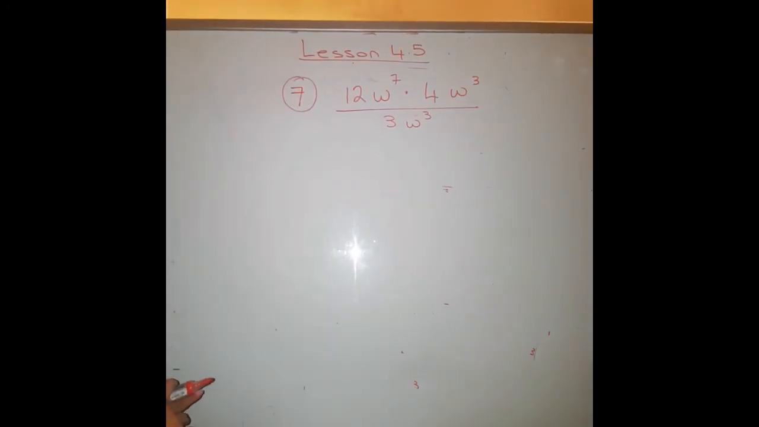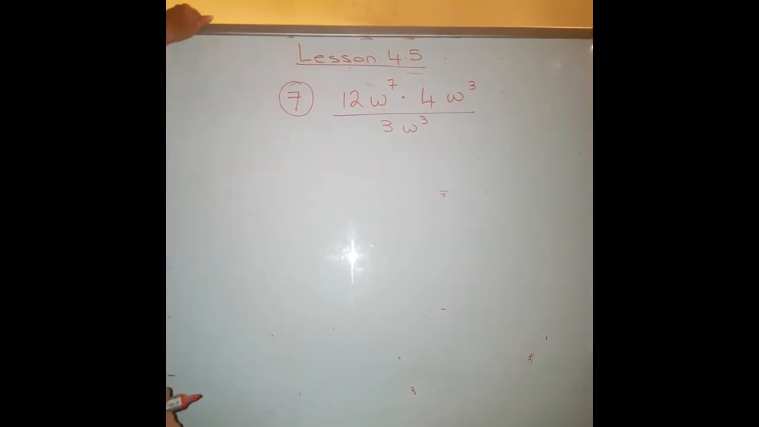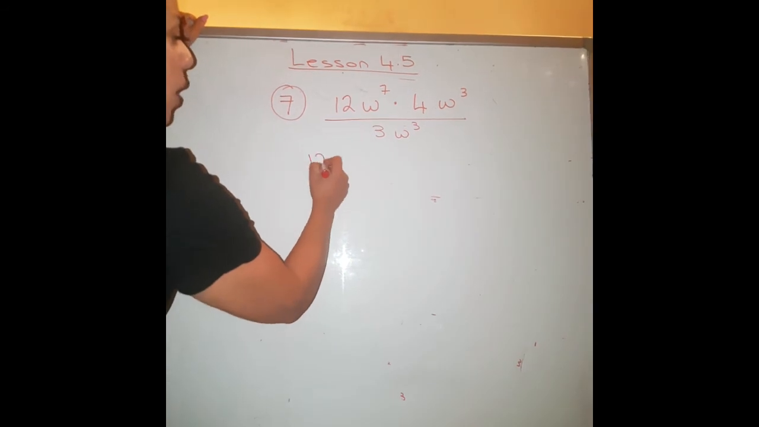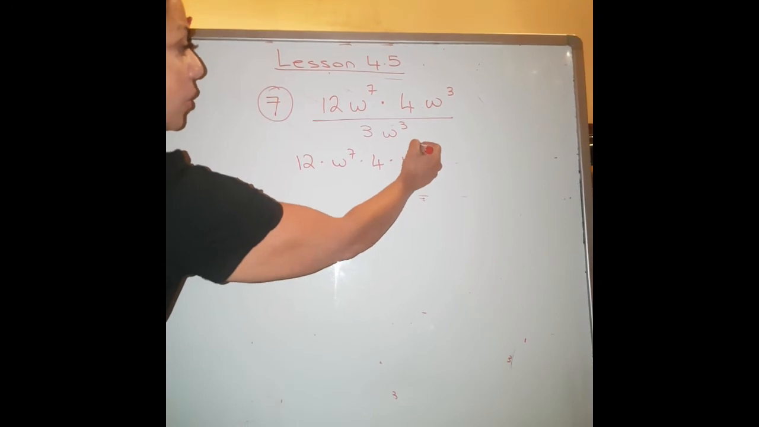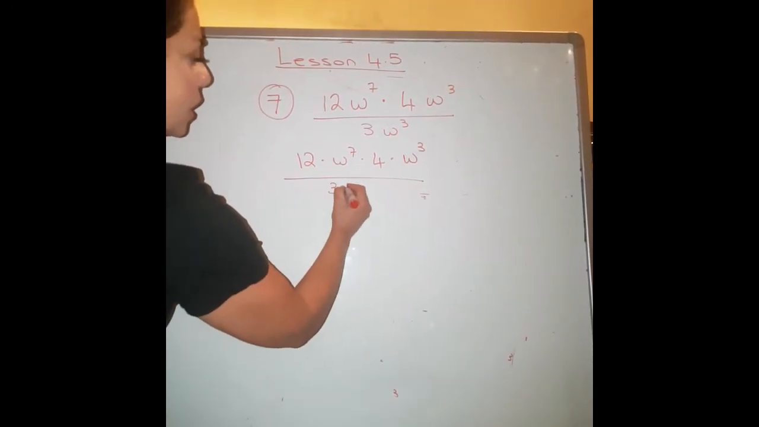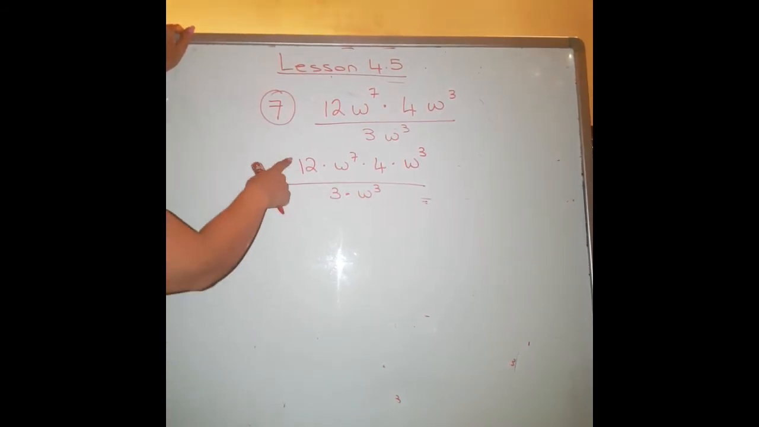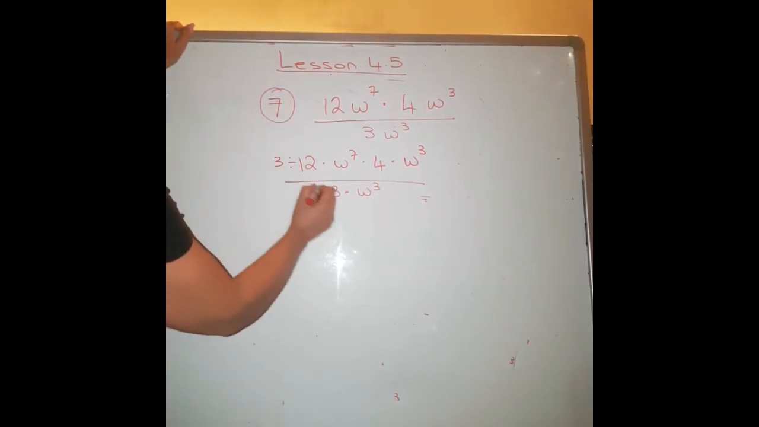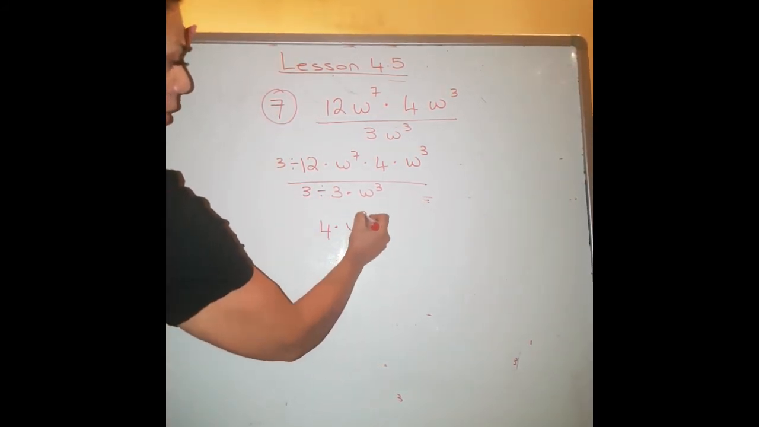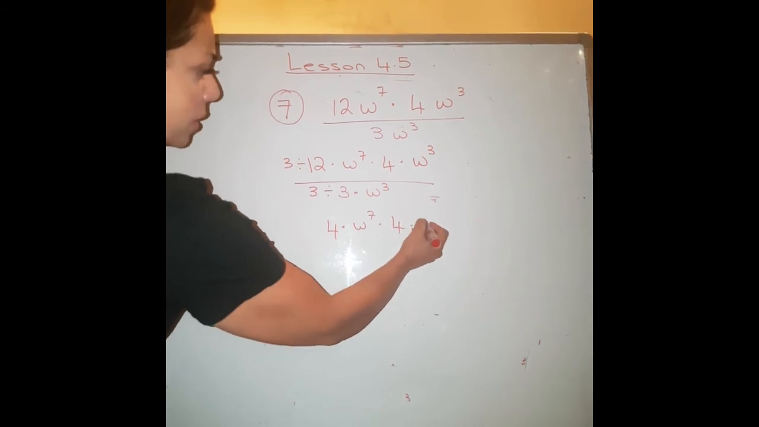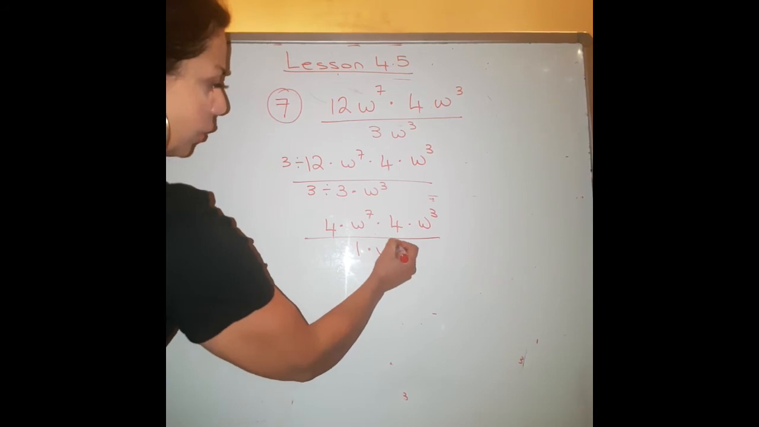Again, I'm going to give you another example related to number 6. First thing I do is I open them up and I show my multiplication signs. 12 times w^7 times 4 times w^3 over 3 times w^3. I start simplifying my numbers. I can simplify the 12 and the 3, divide by 3, divide by 3, which is 4 times w^7 times 4 times w^3 over 1 times w^3.